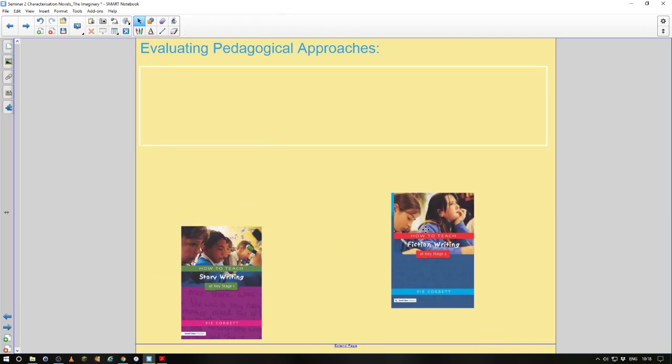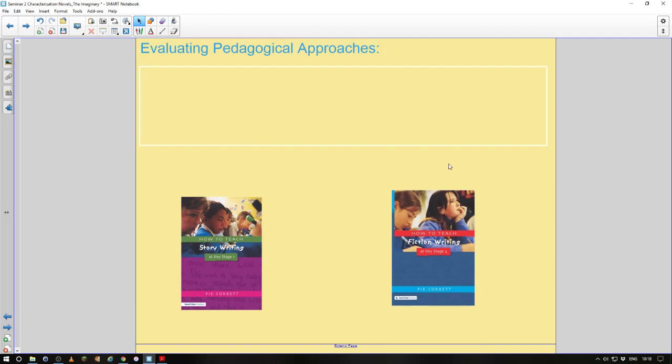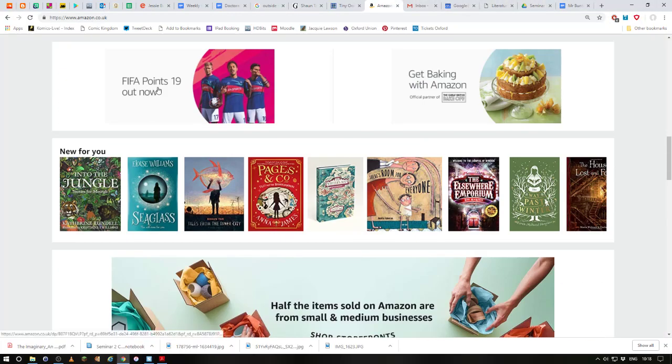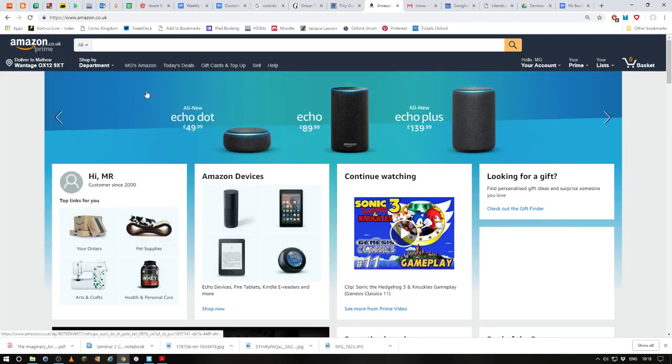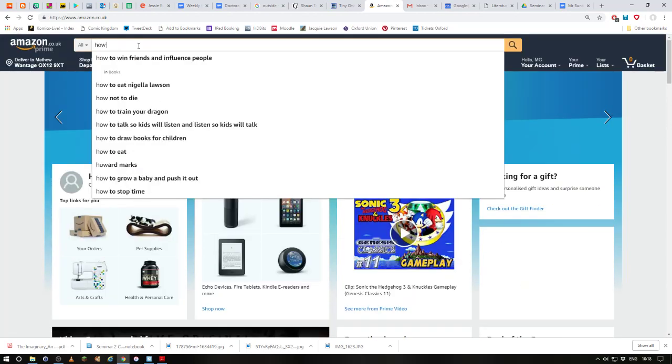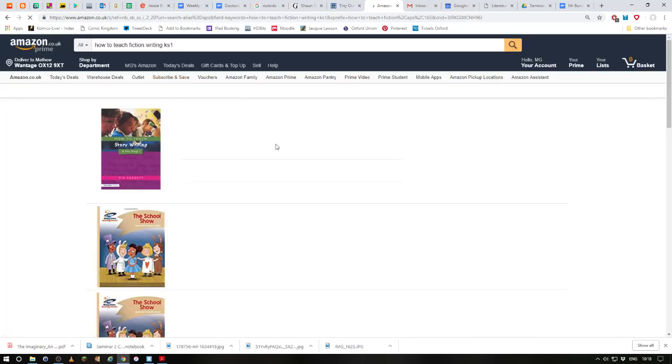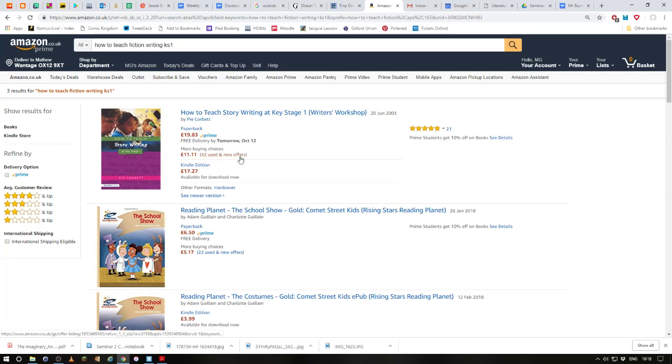So let's say How to Teach Fiction Writing at Key Stage 2 by Pie Corbett. Let's be really naughty and come here. I say naughty because we shouldn't be buying them from everything around them, but we're all students. So How to Teach Fiction Writing. There we go, look. That's like £11, a bit expensive for you guys to buy really, but they are really, really good.